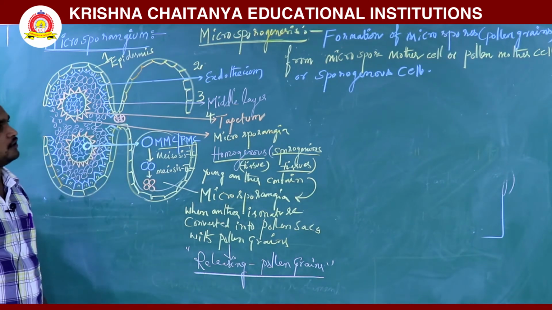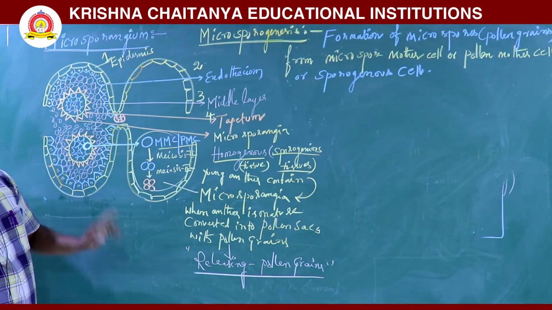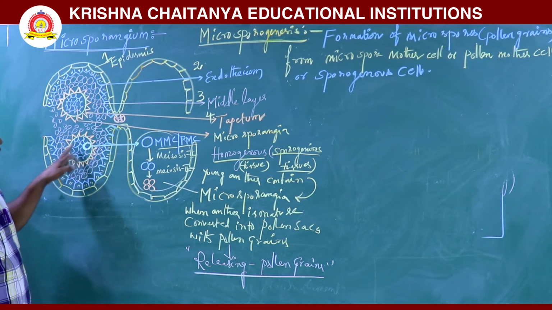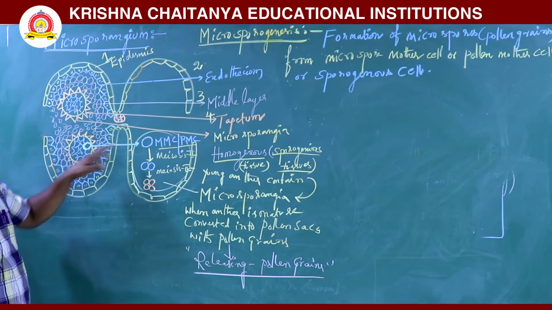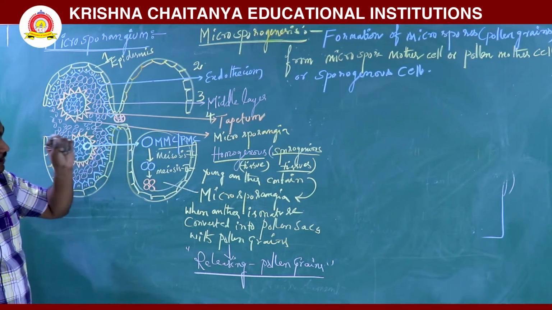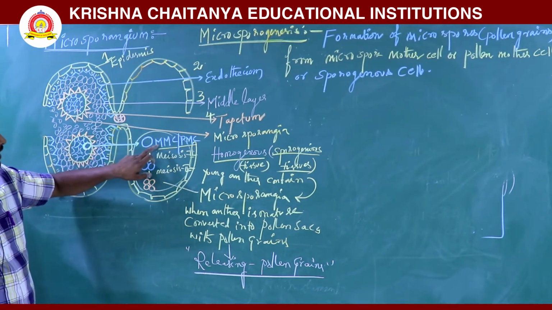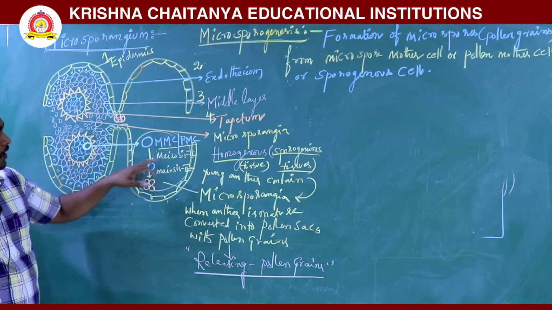Microsporogenesis is nothing but the formation of microspores from the microspore mother cell. This is the sporogenous tissue. The tissue contains many cells, but only one of the cells acts as a microspore mother cell, or pollen mother cell.